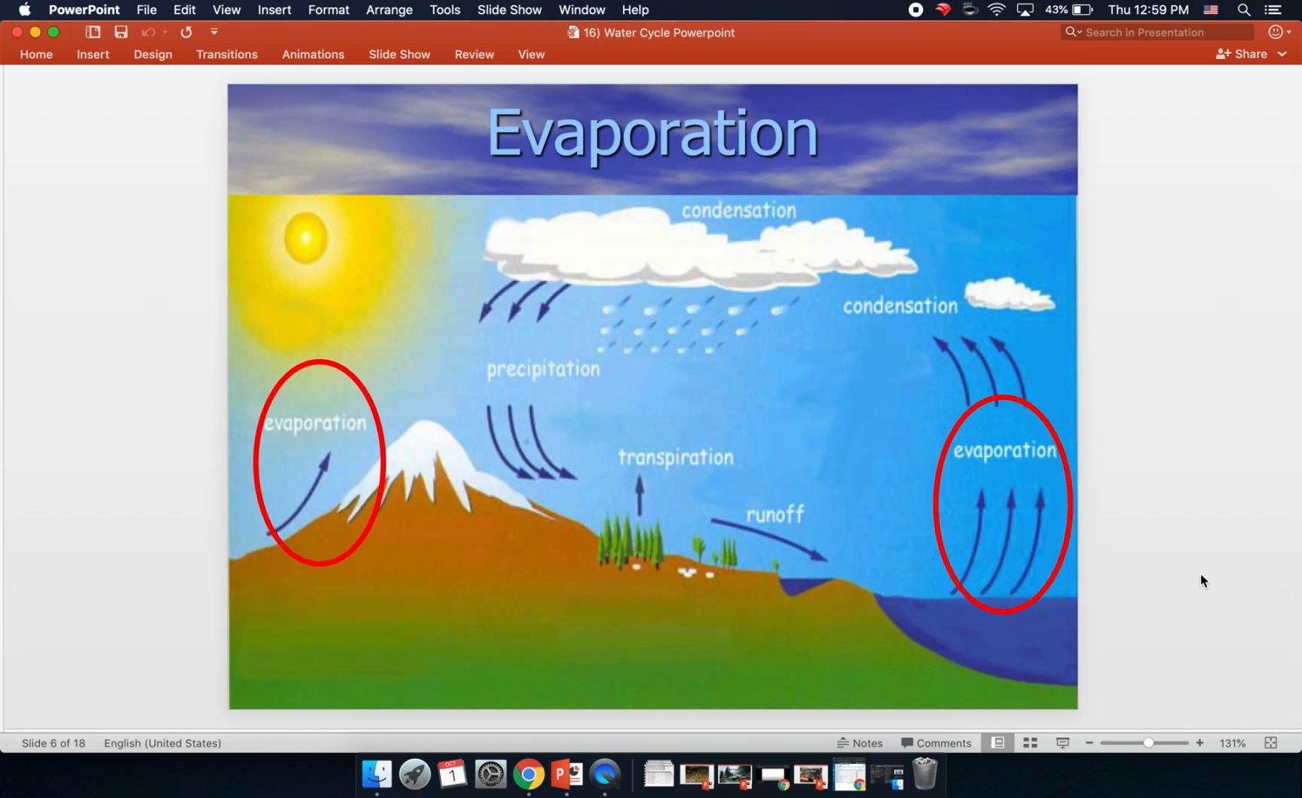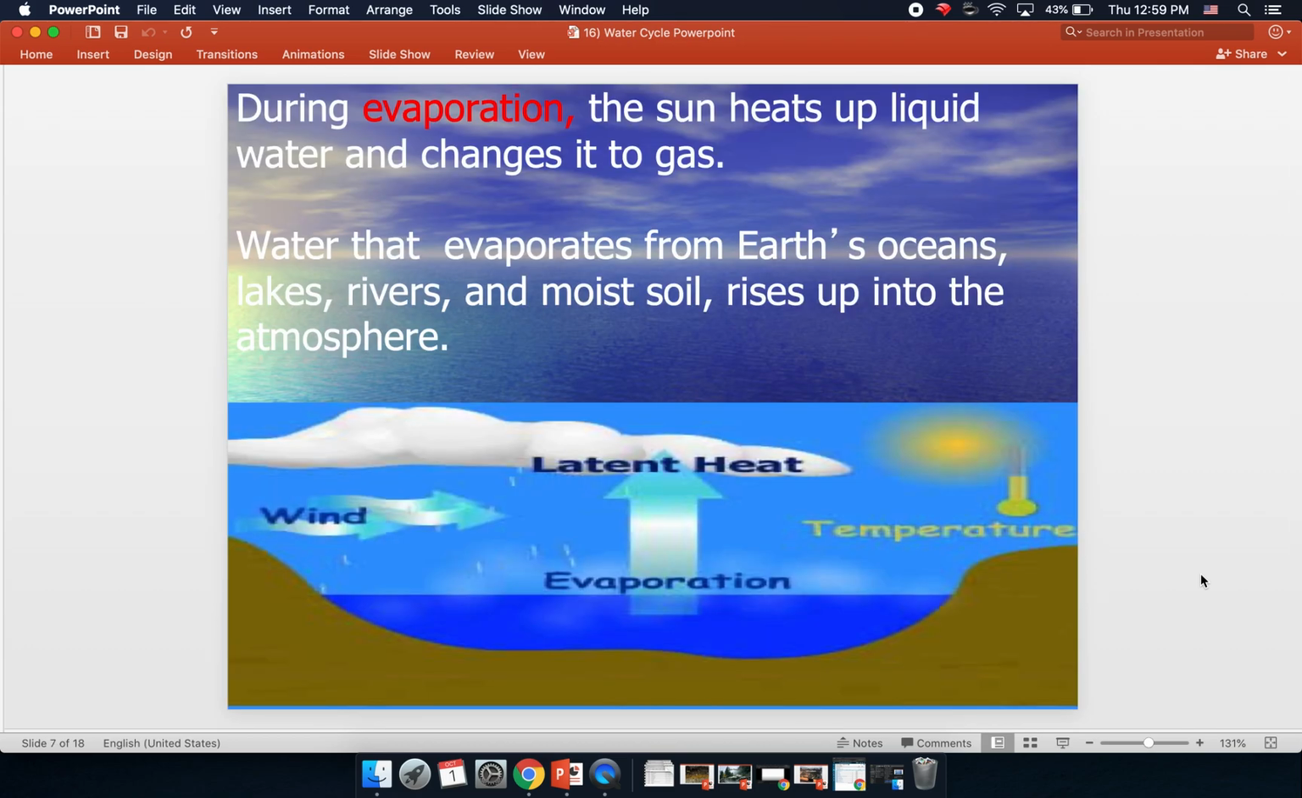All right, let's talk first about evaporation. So during evaporation, the sun heats up liquid water and changes it into water vapor. Water that evaporates from Earth's oceans, lakes, rivers, and moist soil rises up into the atmosphere.